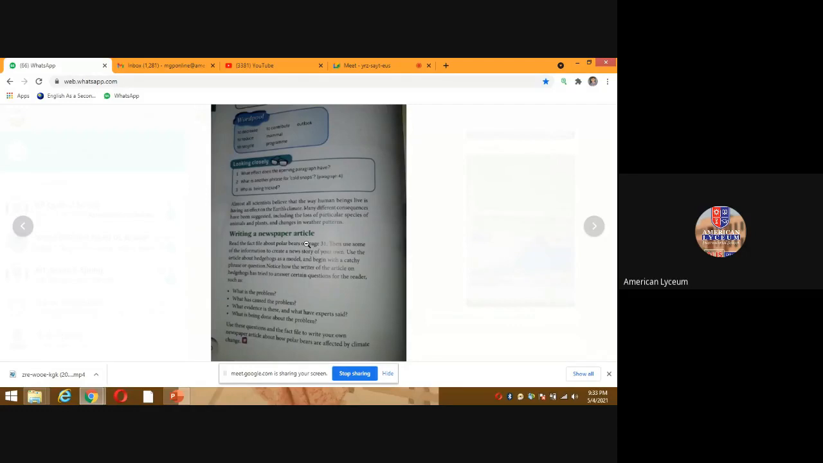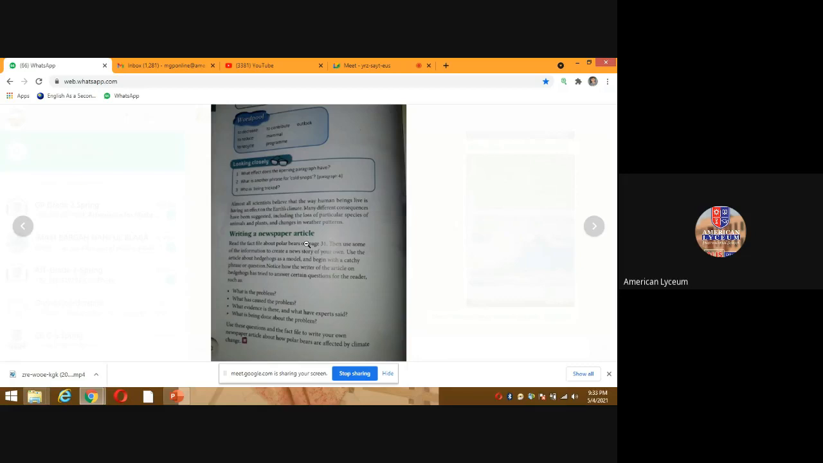So they are saying, notice how the writer of the article on hedgehogs has tried to answer certain questions. What are the questions? What is the problem? The most important thing is that you have to introduce your problem. If you introduce the problem well, the reader will become enthusiastic and curious and will read the whole article. If our introduction is boring, and we don't write important information in the beginning, then he won't wait to read the whole article.